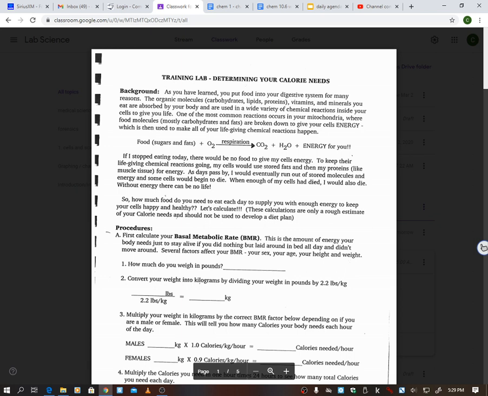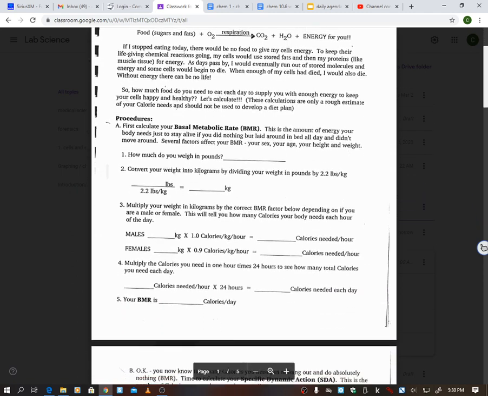So how much food do you need to eat each day to supply you with enough energy to keep yourself happy and healthy? Let's calculate. These calculations are only a rough estimate of your calorie needs and should not be used to develop a diet plan. It's how much you need to eat to stay at the same weight, where you're happy, instead of gaining or losing. How do you just stay? That's what we're trying to figure out here.